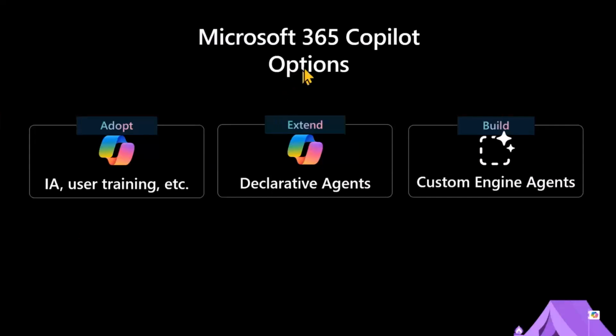So now that I'm in the spirit of it, let's go ahead and look into this. You may have seen this slide before. Donna Sarkar showed this at Ignite last year. And there are really three ways of working with Copilot for Microsoft 365: adopt, extend, and build.